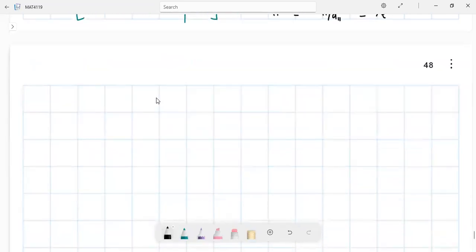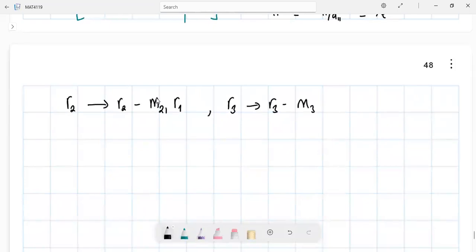So I'm going to write the row operation for each row. Remember, we are reducing row 2, row 3, and row 4. So row 2 becomes row 2 minus M21 times that element in row 1. You're trying to reduce the element in row 2, so you're going to multiply by the element in row 1. Similarly, row 3 becomes row 3 minus M31 times row 1. Remember that you're using row 1 elements to reduce all the elements in the other rows. Again, row 4 becomes row 4 minus M41 times row 1.